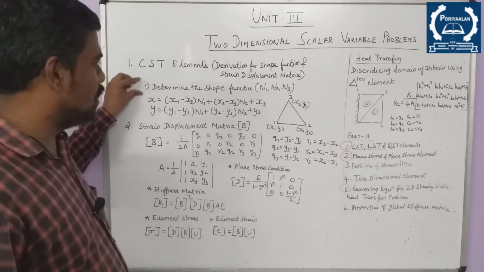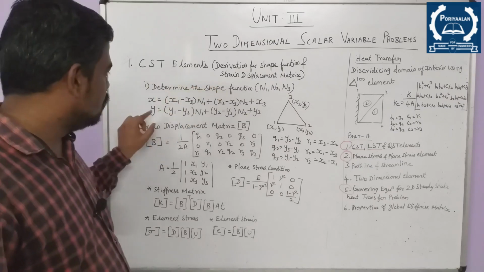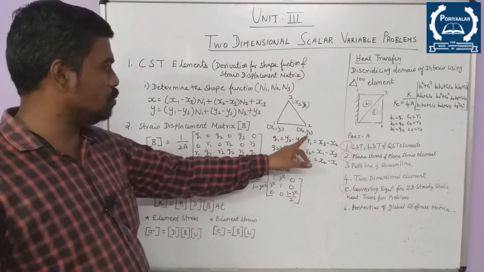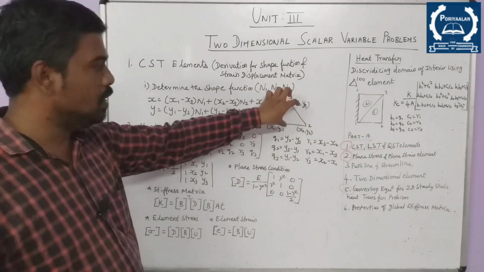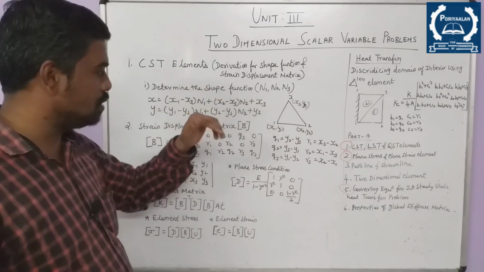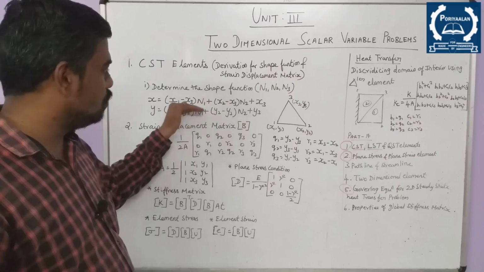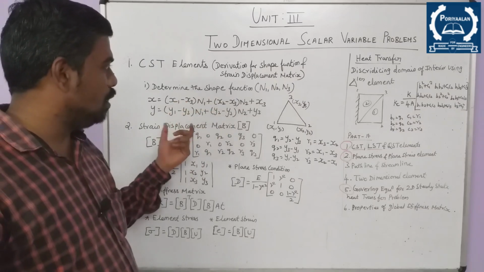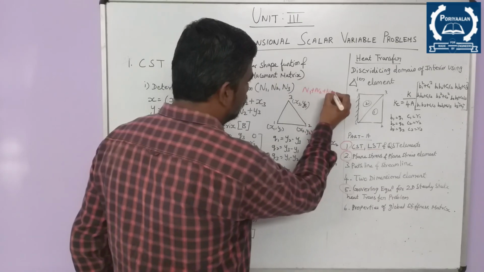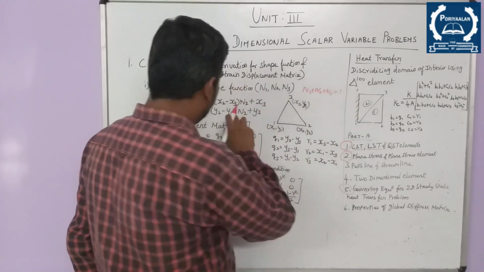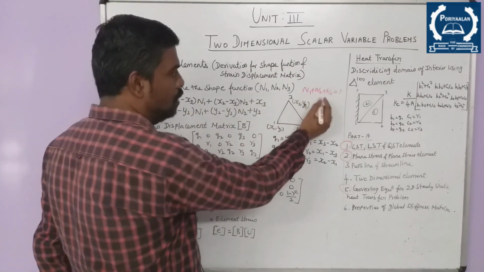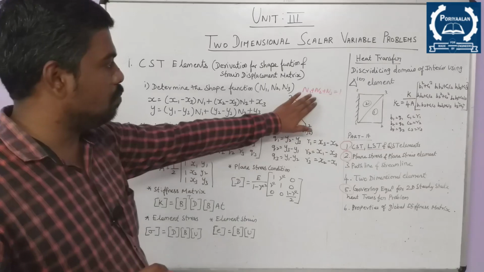The first question has a chance of asking to determine the shape functions. With the help of the x and y equations, where x1, y1, x2, y2, x3, y3 values are given in the problem itself, we take the 2 equations and cancel terms to find the values of N1 and N2. Then with N1 plus N2 plus N3 equal to 1, we easily find the N3 value by substituting the other unknown values.